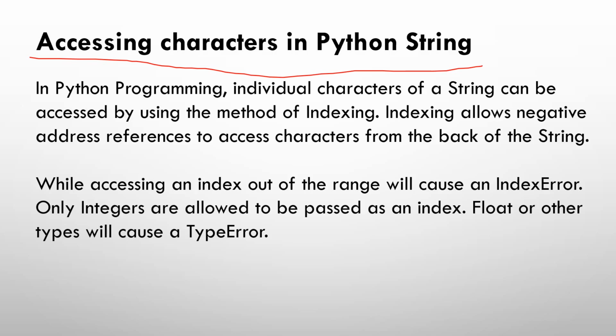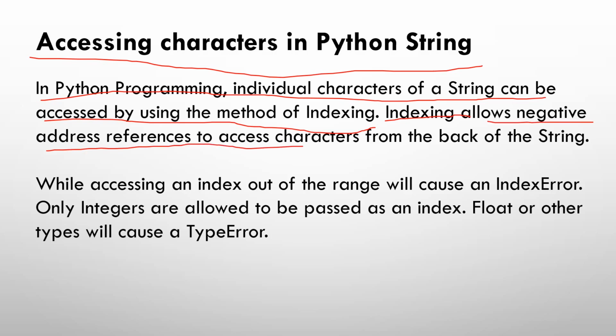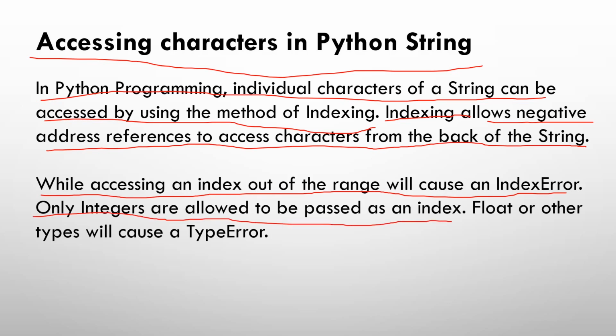So now we'll see how to access characters in a Python string. In Python programming, individual characters of a string can be accessed by using the method of indexing. So indexing allows negative address references to access characters from the back of the string. We'll see an example of this in the next slide. So accessing an index out of the range will cause an index error. Only integers are allowed to be passed as an index. Float or any other data type will cause a type error.